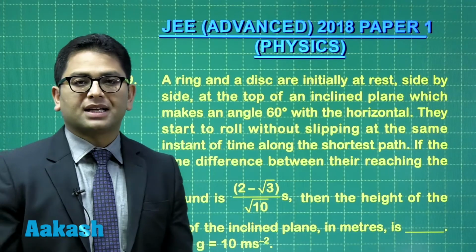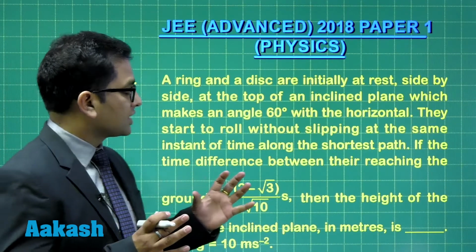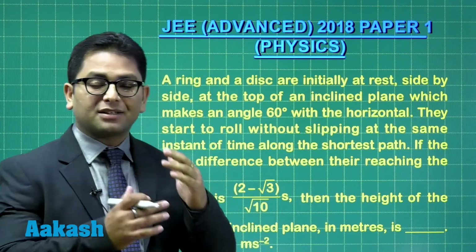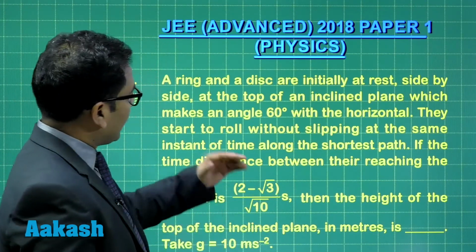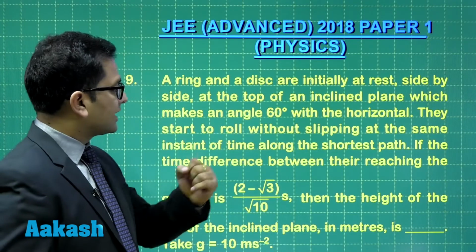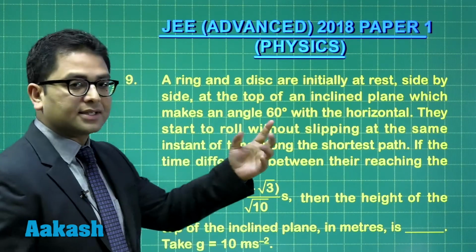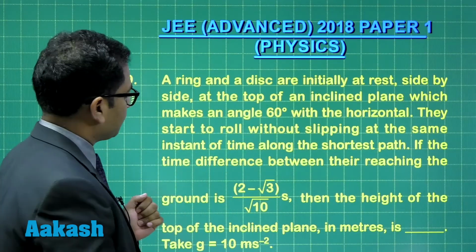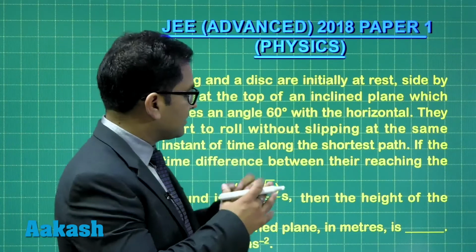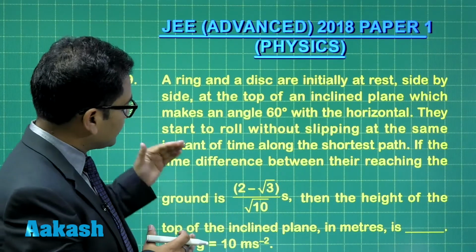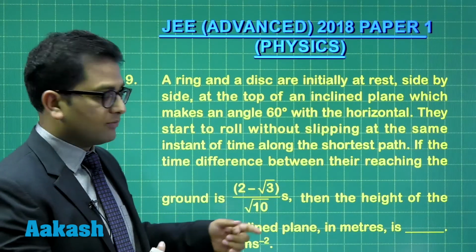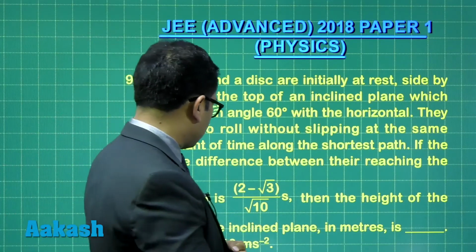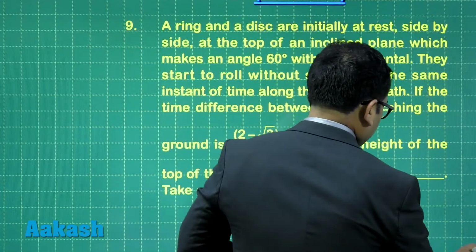All right, question number 9, another straightforward question, and that's from rotation. A slight amount of calculation is involved. However, that's never an issue. An inclined plane of inclination 60 degrees is given, and a ring and a disc roll without slipping. They are released at the same time. It's also said that the time difference between their reaching the ground is this much, and we need to calculate the height of the top of the inclined plane.